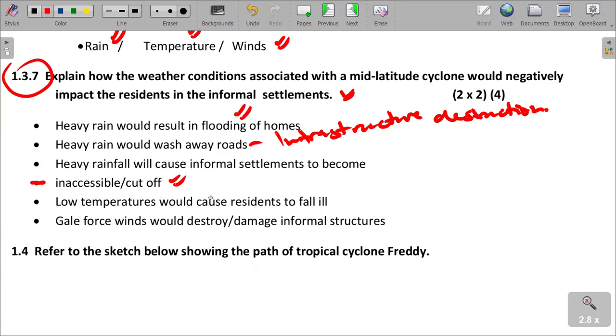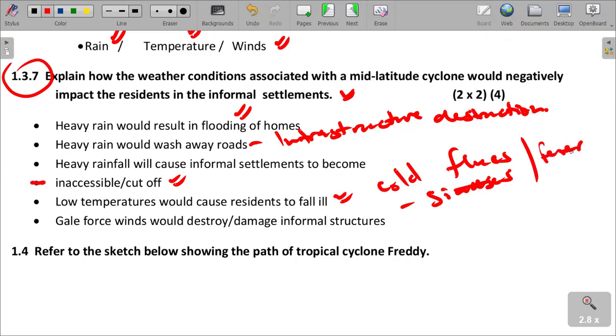Low temperatures would cause residents to fall ill. We have colds and flu that can result. We can talk about sinuses that also form, and then fever, which can also come as a result of problems to do with the cold weather and rain that is experienced within the place.